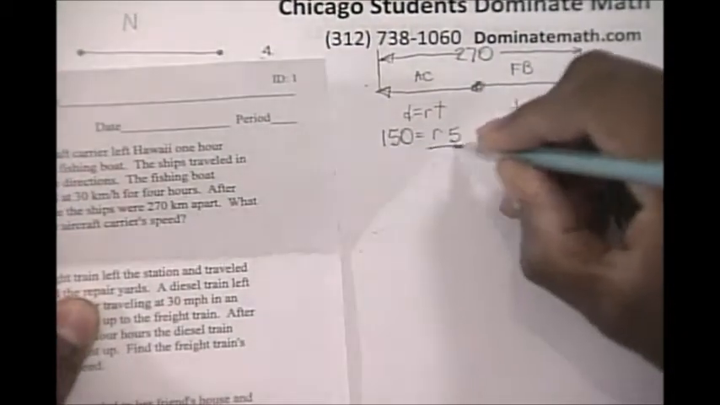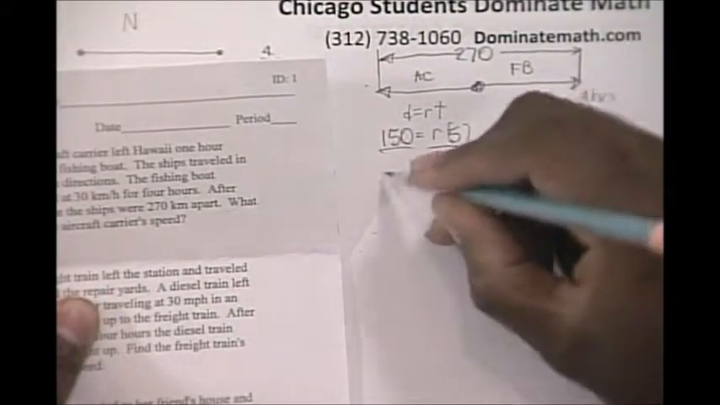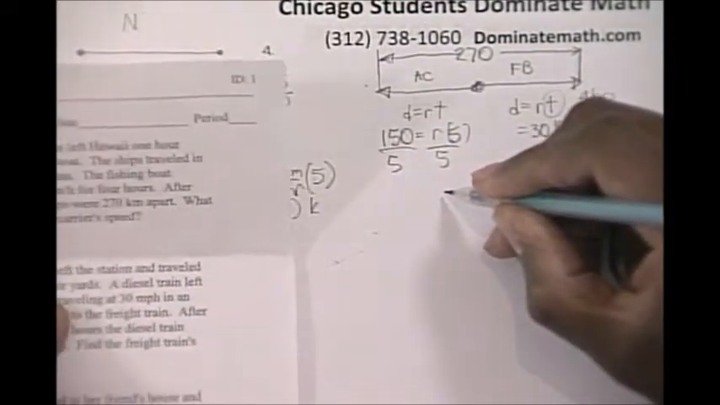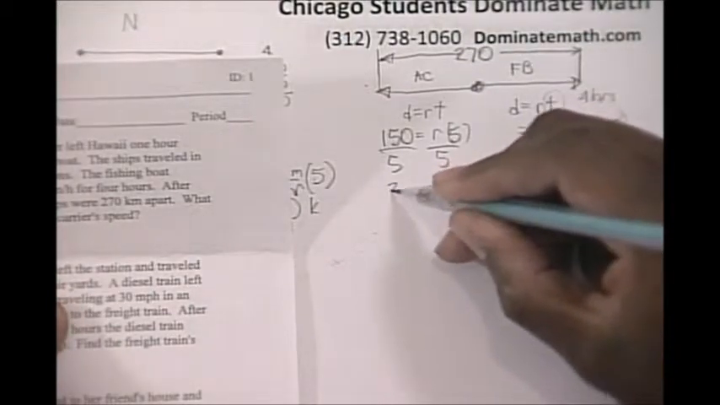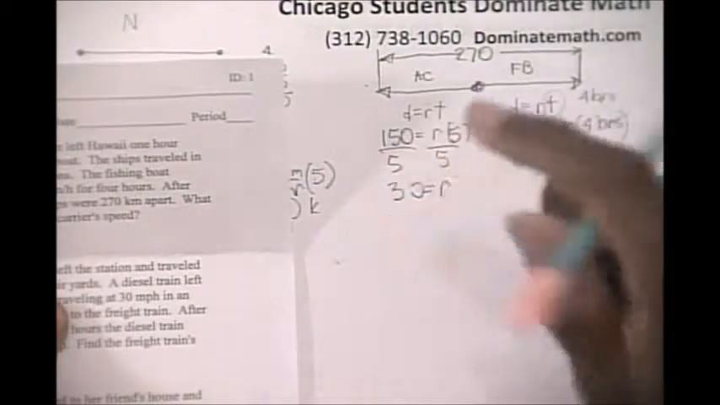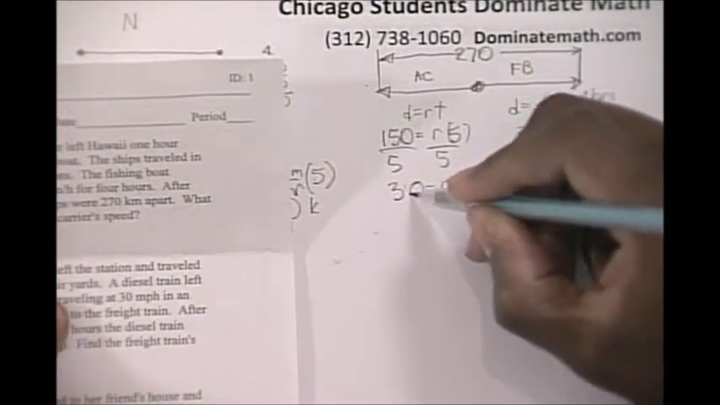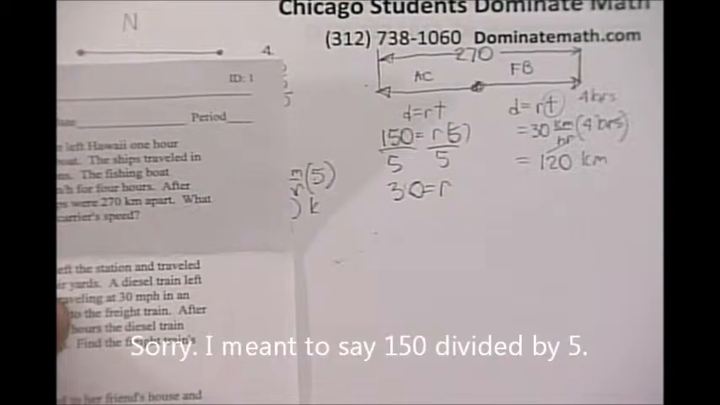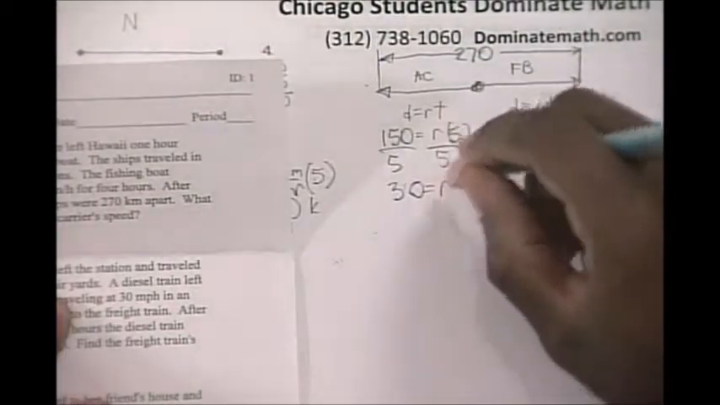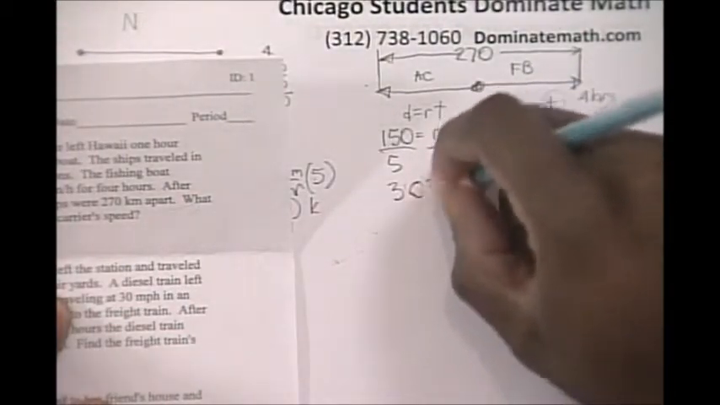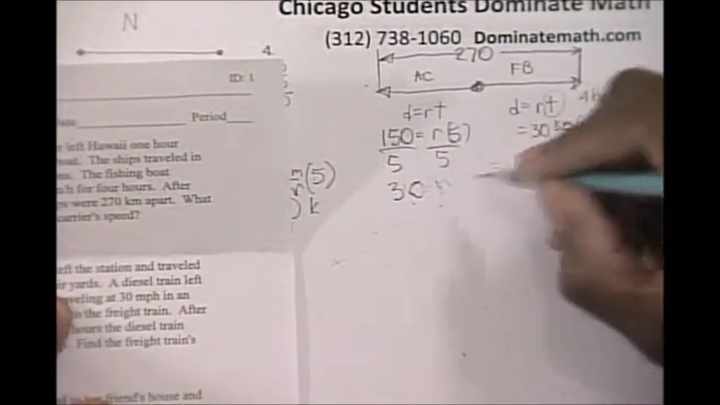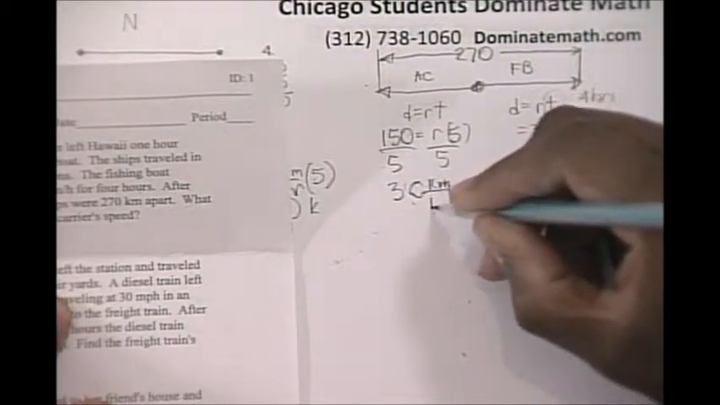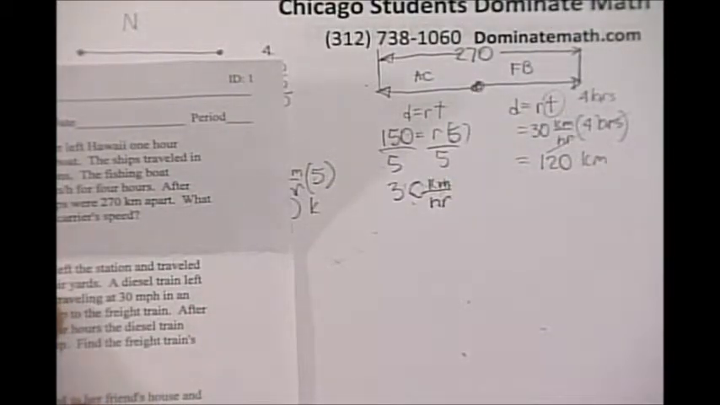Now you end up dividing both sides by 5, and then you get the rate is 30. 150 divided by 5 is 30. Oh, by the way, the units would be kilometers per hour.